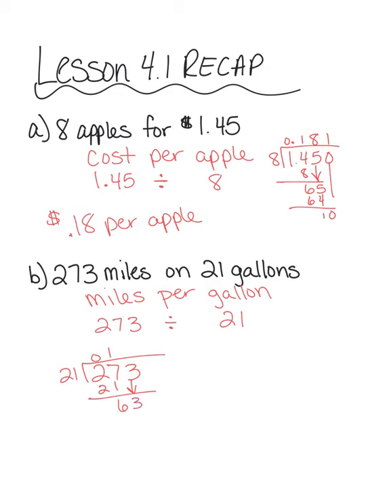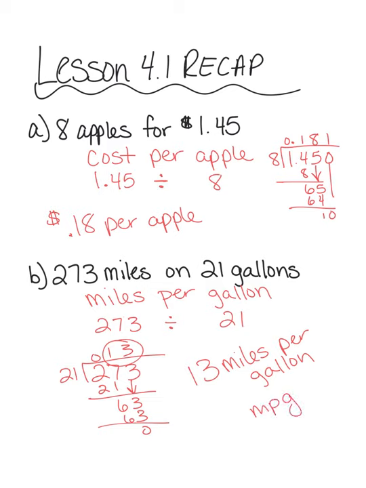And 21 goes into 63 3 times, and it goes in evenly. So my final answer here is 13, and my label is that unit rate that I already determined to find. So 13 miles per gallon. And some people can abbreviate that as MPG. So you could have either of those as your final answer.